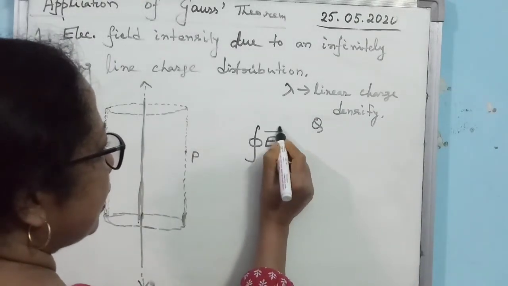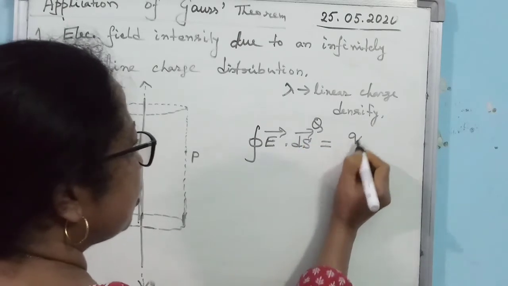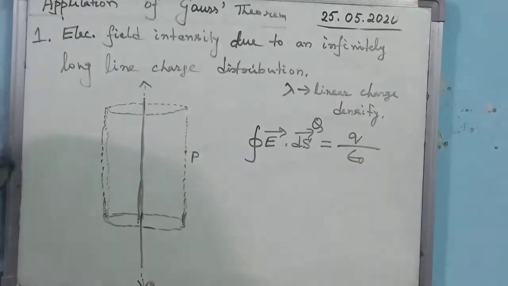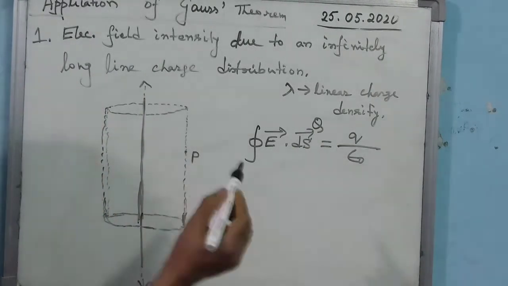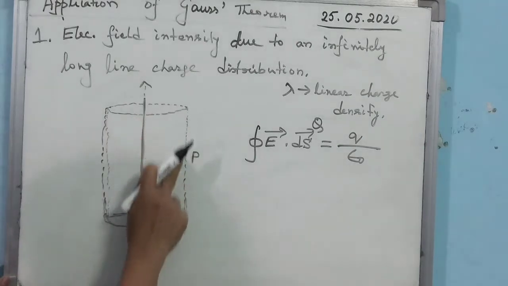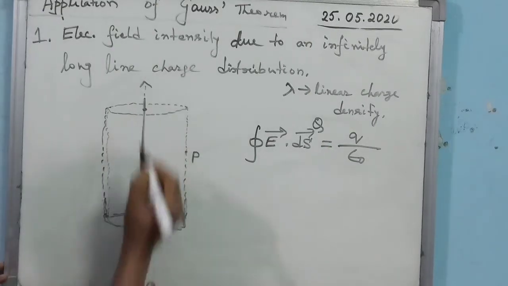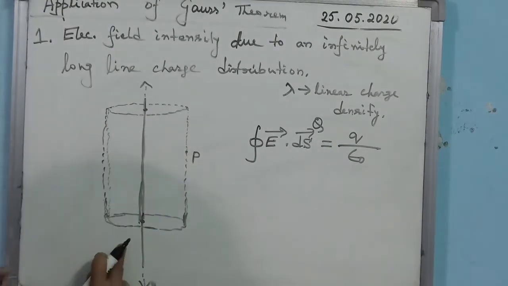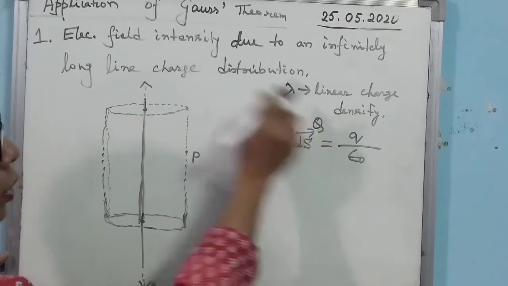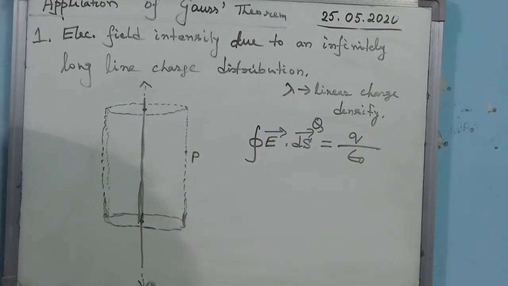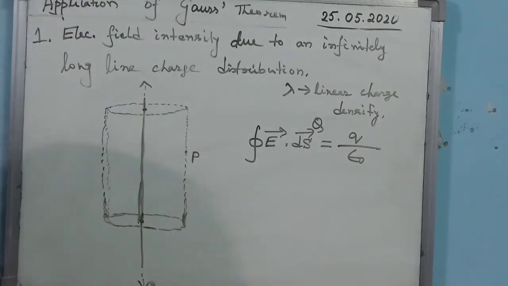Now here you see, if I apply Gauss's theorem, then what can you write? According to Gauss's theorem, ∮E·dS is equal to q divided by epsilon naught. Alright, now here what does q represent? q represents the charge enclosed by the surface. So here look at the diagram. In this diagram, the small q is not at all equal to the total charge present in the distribution, because it is not enclosing the entire charge present in the distribution.